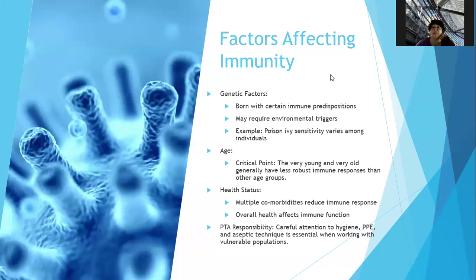There are lots of factors that affect immunity. There are genetic factors. People are born with certain immune predispositions. Like some people just have a super strong immune system, and some people have a super weak immune system. And some genetic factors may require environmental triggers to be activated, like poison ivy sensitivity varies among individuals. If you have the genetic predisposition to poison ivy sensitivity, probably the first time you are exposed to poison ivy, you will not have a reaction, but the second time, now your cells are sensitized and you might have a reaction.